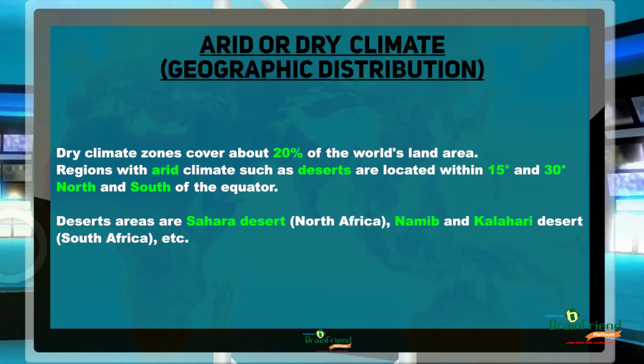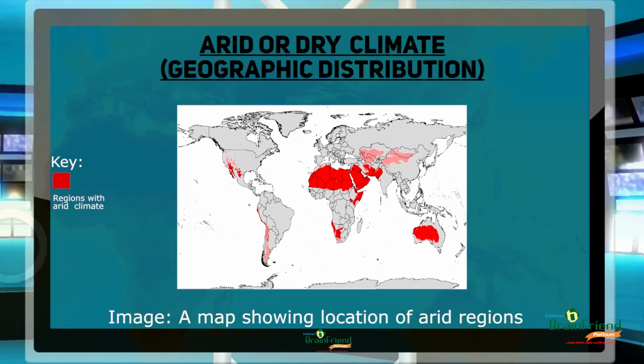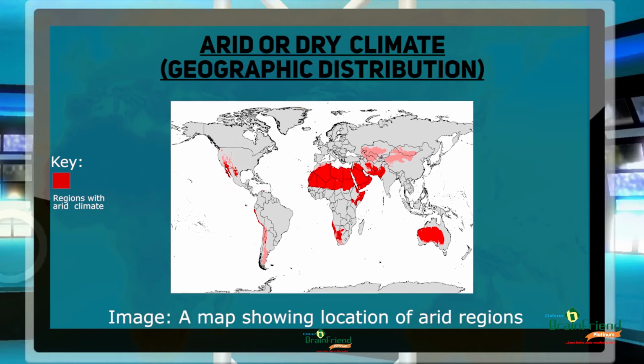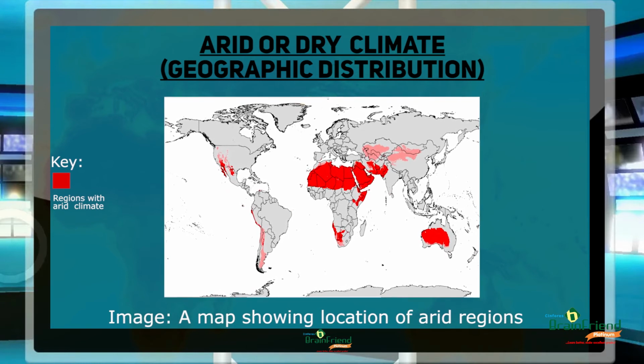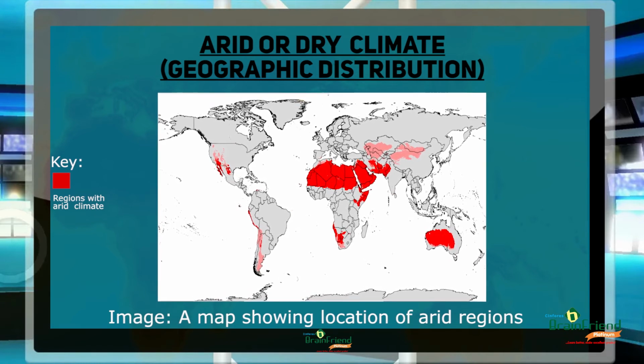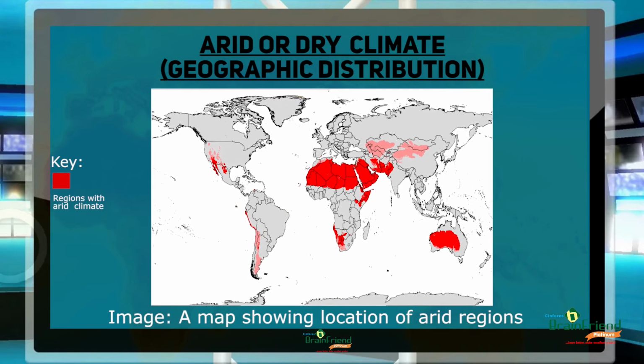Arid climates are also known as dry climates or subtropical climates. They cover about 20% of the world's land area. Regions with arid or dry climates are located within 15 degrees and 30 degrees north and south of the equator. This is a map showing the location of arid regions on Earth. From the map, the areas colored red represents regions with arid climates.